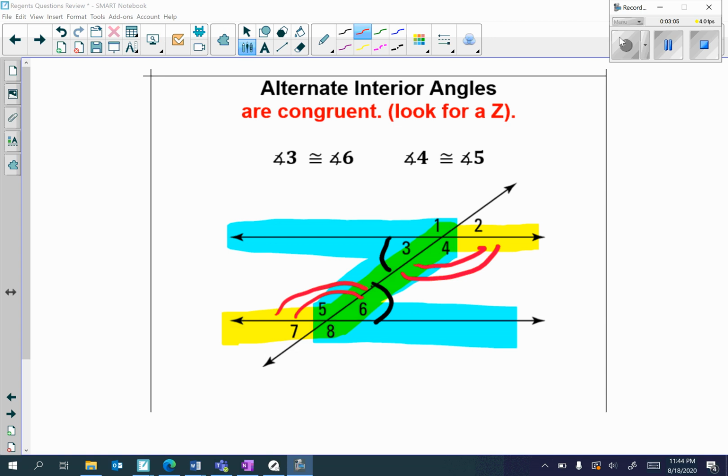Lastly, we have alternate interior angles. Alternate interior angles are congruent. We look for a Z. Remember, a Z this way or the opposite way.